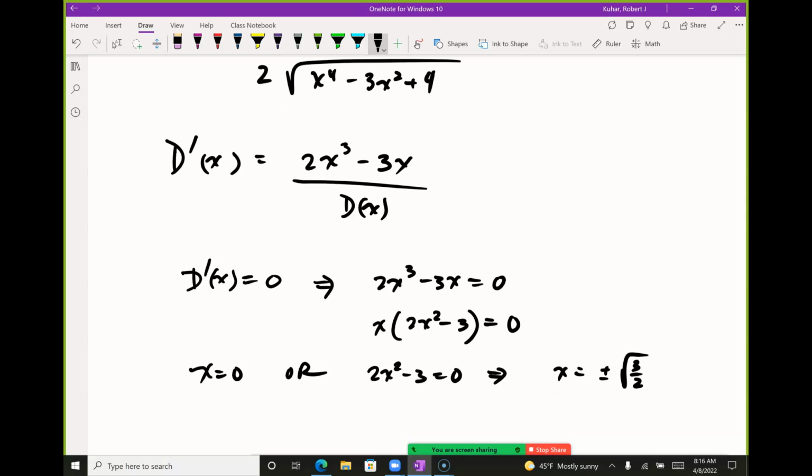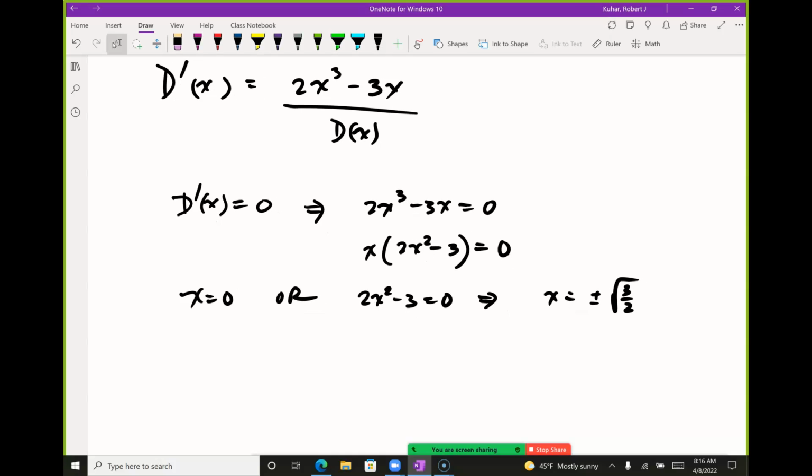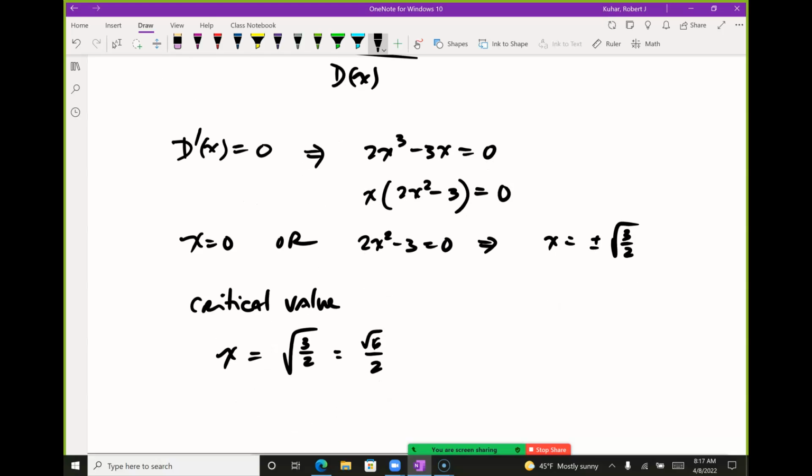And of course, I want the positive square root of 3/2, because that's the one in the first quadrant. So the critical value I want is x equals square root of 3/2. And of course, I could rationalize it. If I did rationalize this, what would I get? Rad 6 over 2. Either one for me is fine. Once we start getting into Calc 2, we don't care about rationalizing anymore. We did a lot of that in pre-cal. Always had your answer rationalized.